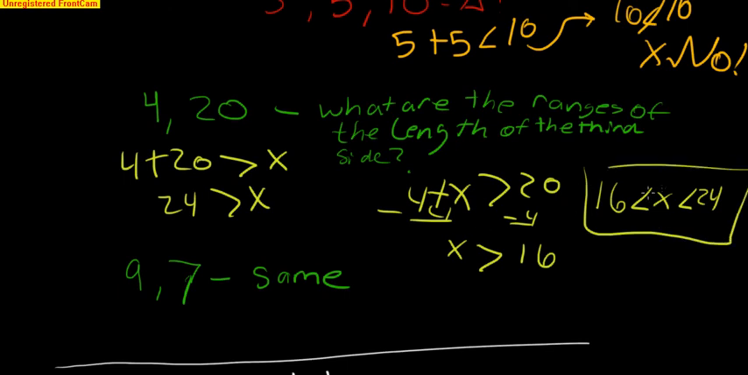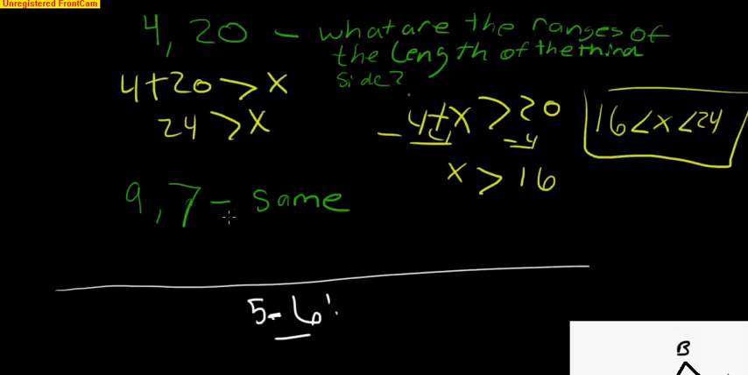So this third side could be 17, 18, 19, 20, 21, 22, or 23, but it cannot be 16 or lower, and it cannot be 24 or higher. So let's take a look at these two sides. We're going to do the same thing that we did in this problem. So we know that 9 plus 7 must be greater than x. So that's going to come out to be 16 is greater than x. Connect the dots up there.